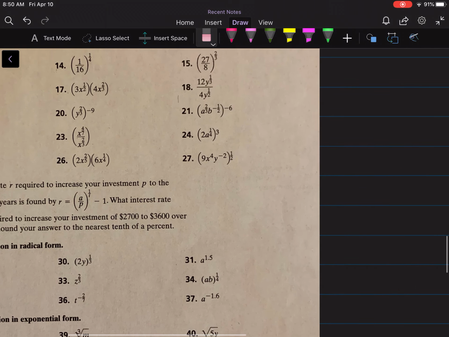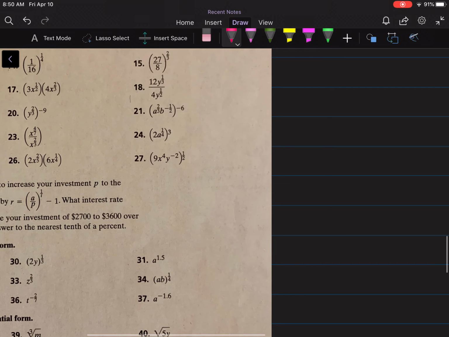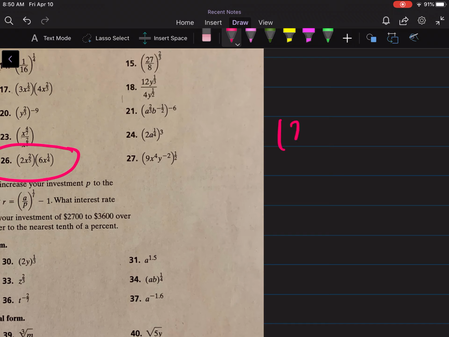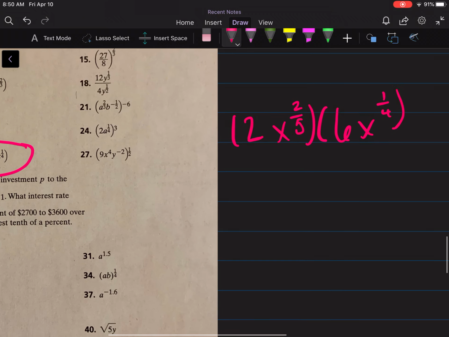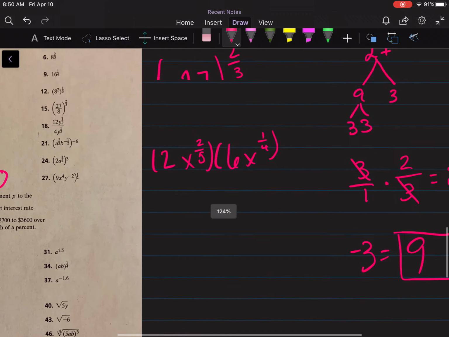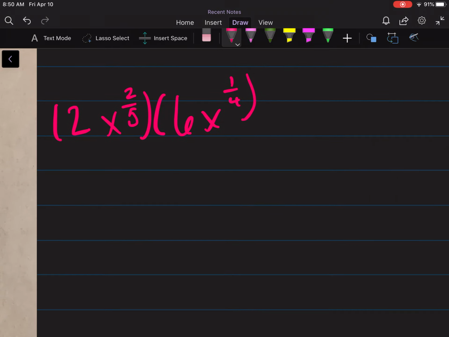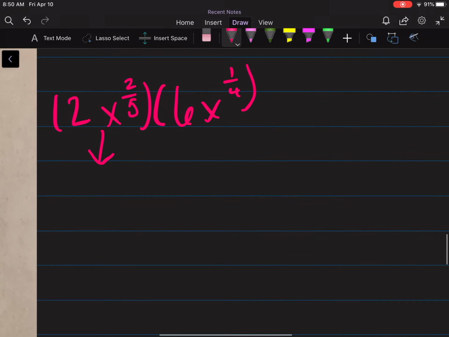Let's look at this one right here. 26. You have 2x to the 2/5 times 6x to the 1/4. Okay? We're going to handle these a piece at a time. Let's look at this one first. 2x to the 2/5. Can't really combine those like terms, so let's look at this next one. 6x to the 1/4. Also can't combine those like terms.